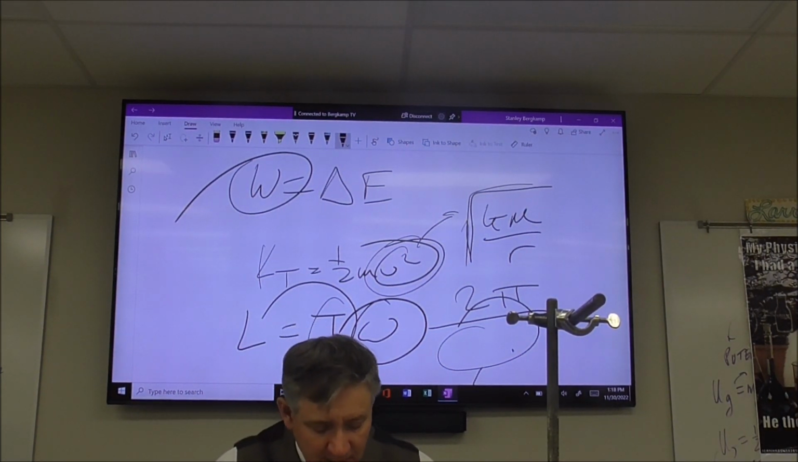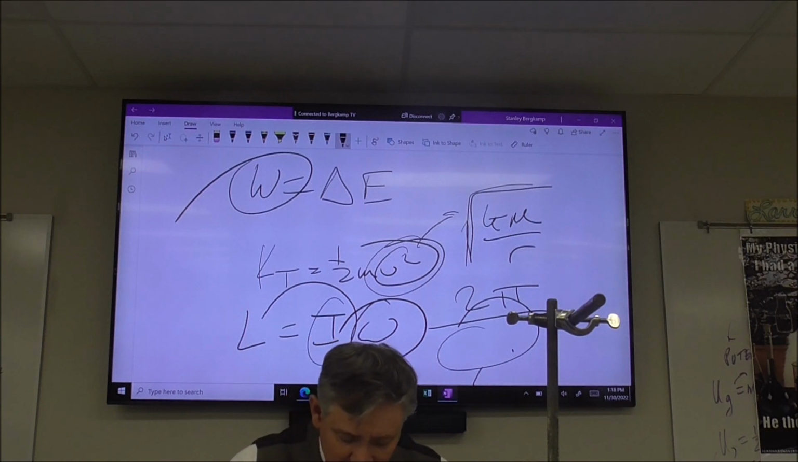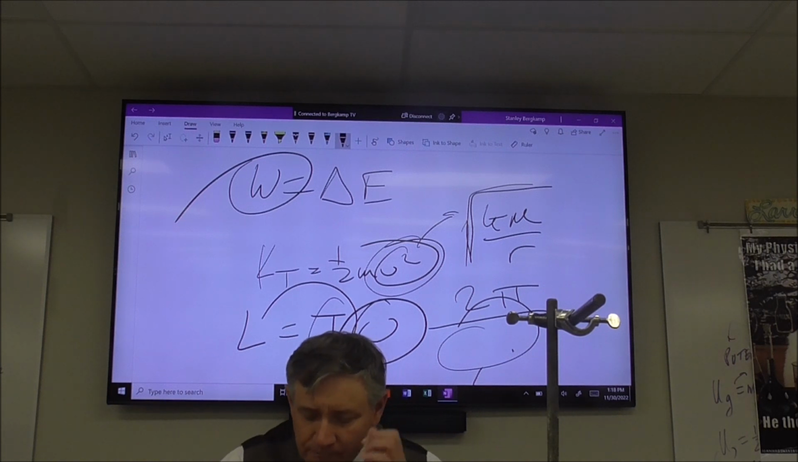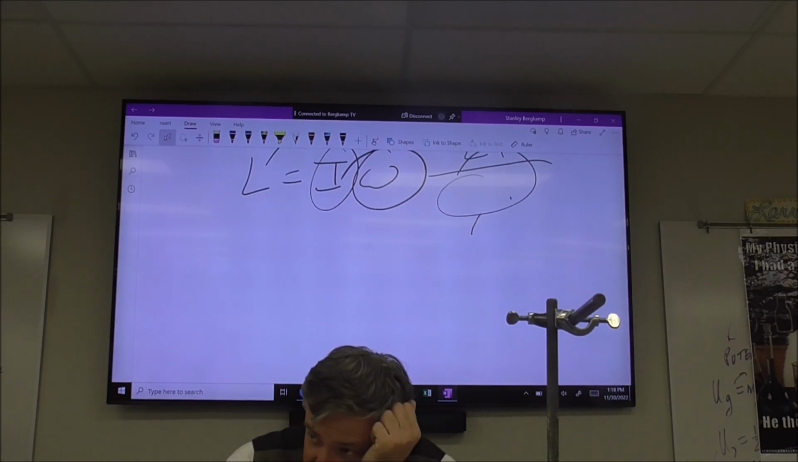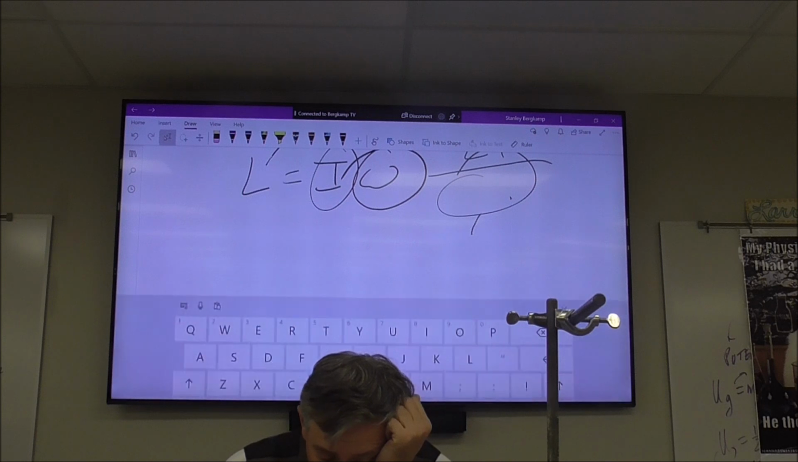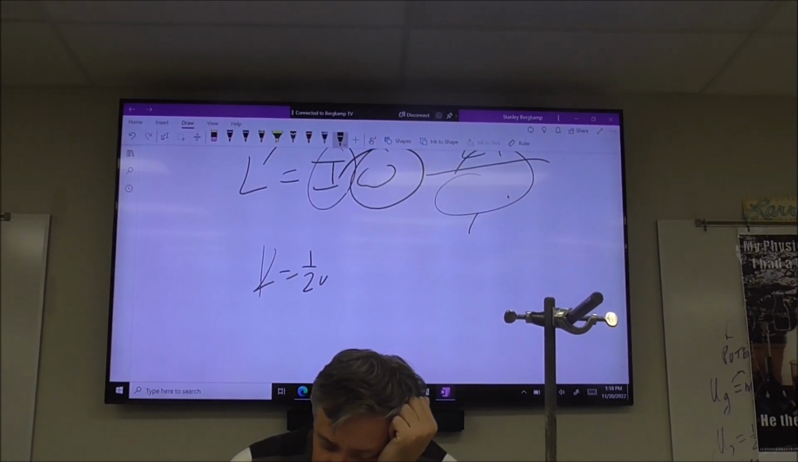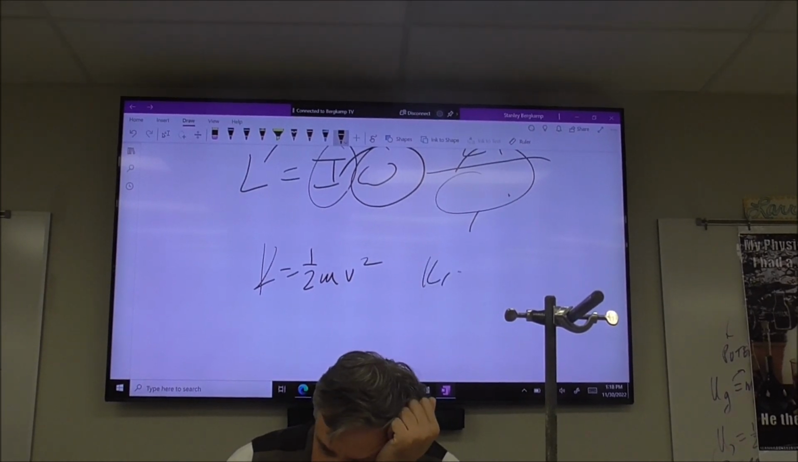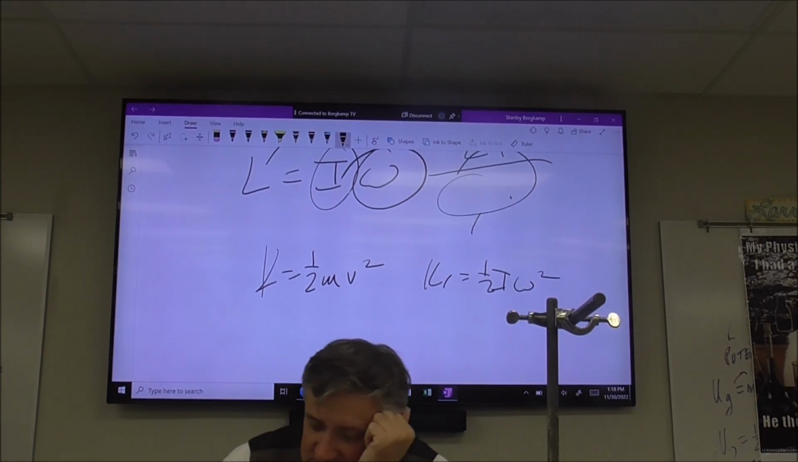Pretty big number. Now, your answer to J, because you want to find the rotational kinetic energy. Okay, so let's look at this. Your answer to J is the exact same as your answer to G. And here's the reason why. Kinetic energy is 1/2 mv squared, right? And rotational kinetic energy is 1/2 I omega squared.